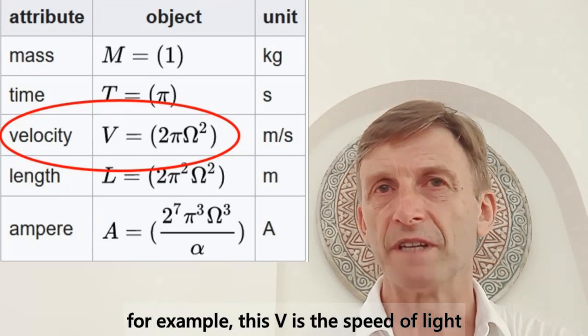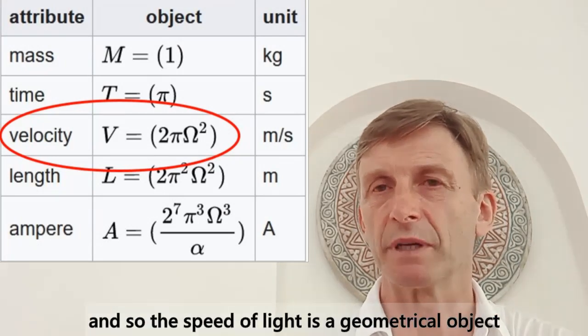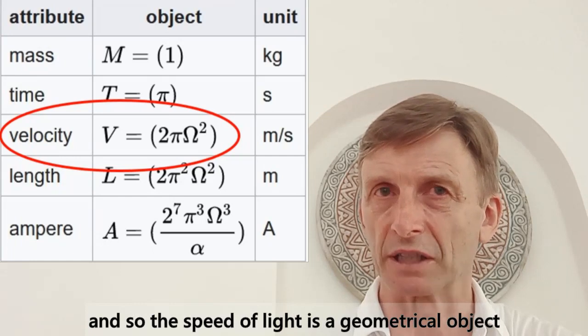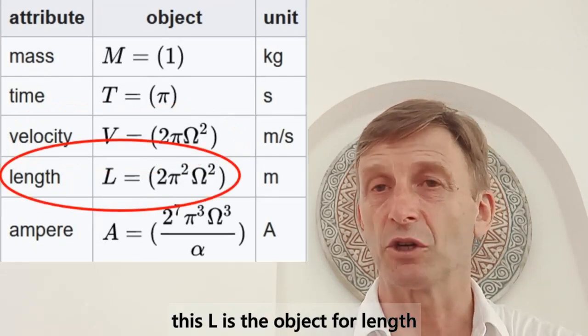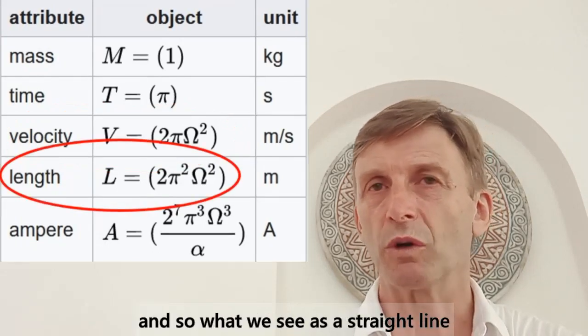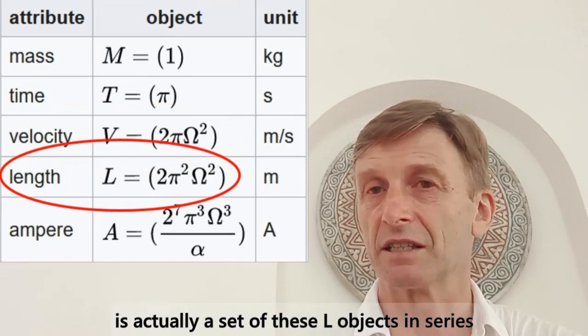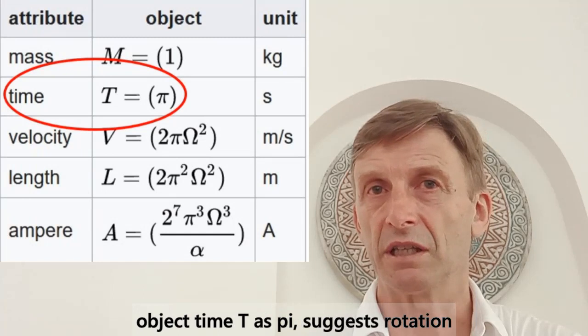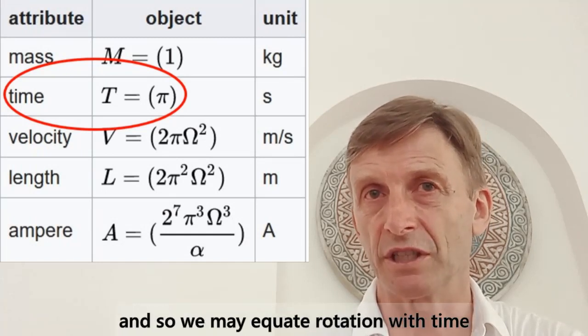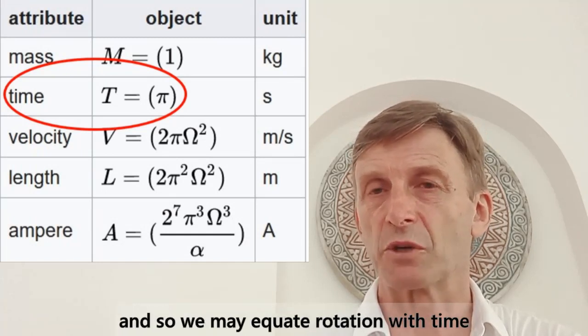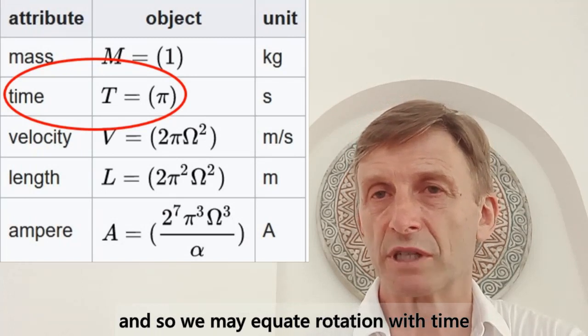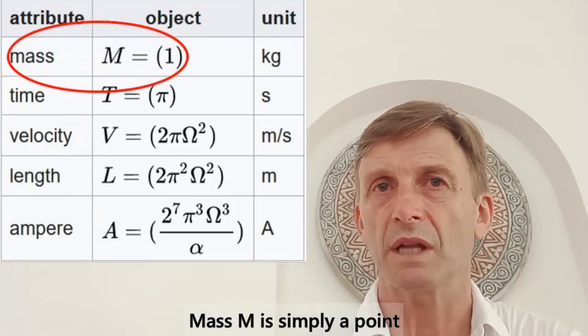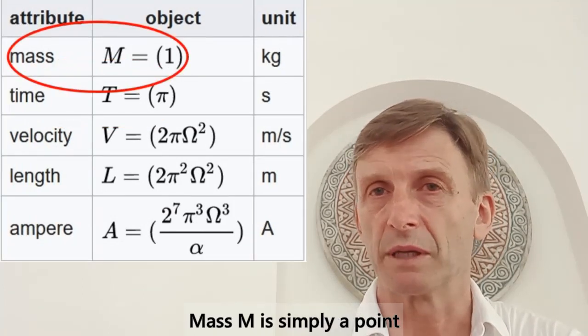For example, this v is the speed of light. And so the speed of light is a geometrical object. This L is the object for length. And so what we see as a straight line is actually a set of these L objects in series. Object T, as pi suggests, is rotation. And so we may equate rotation with time. Mass M is simply a point.